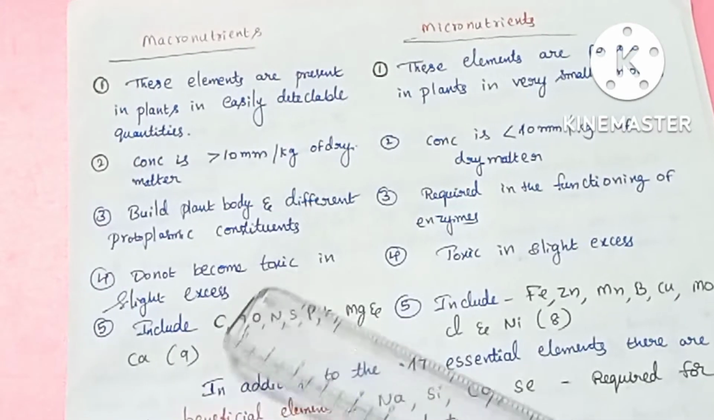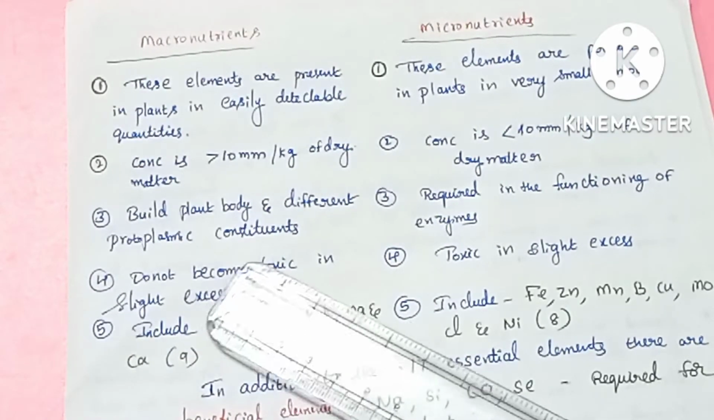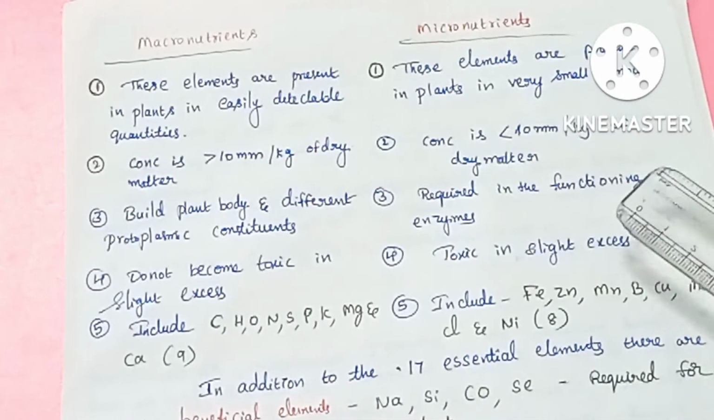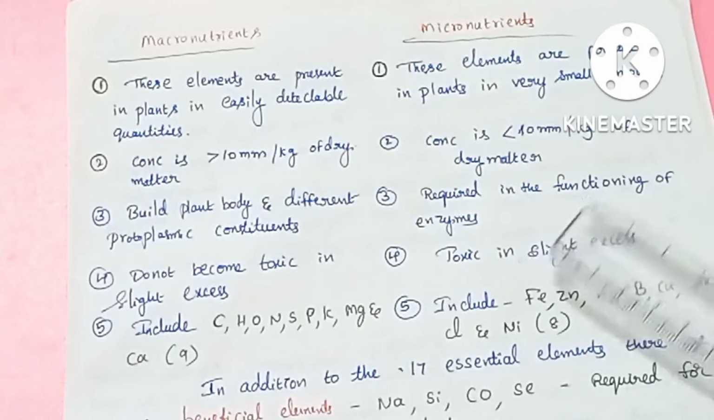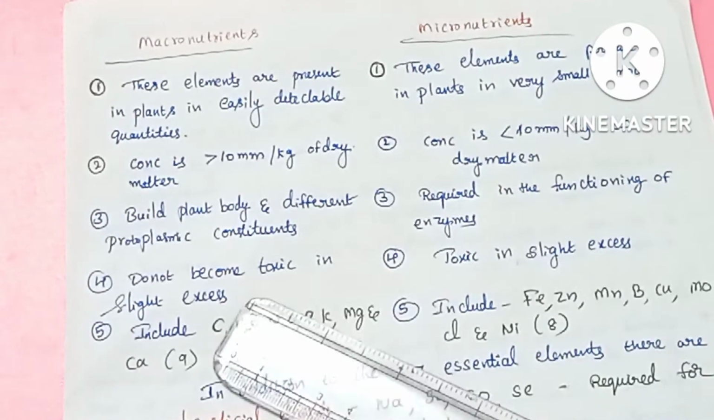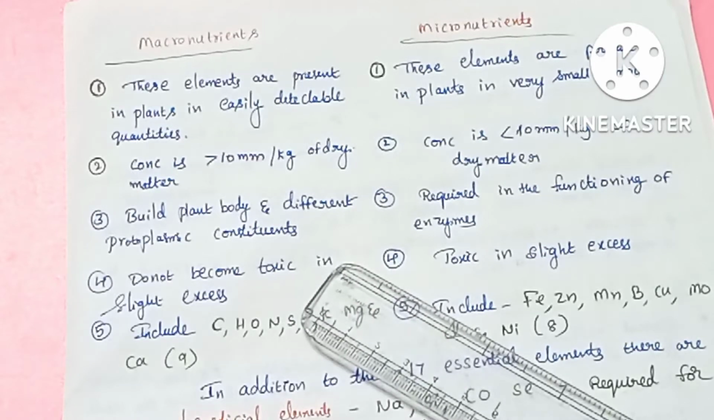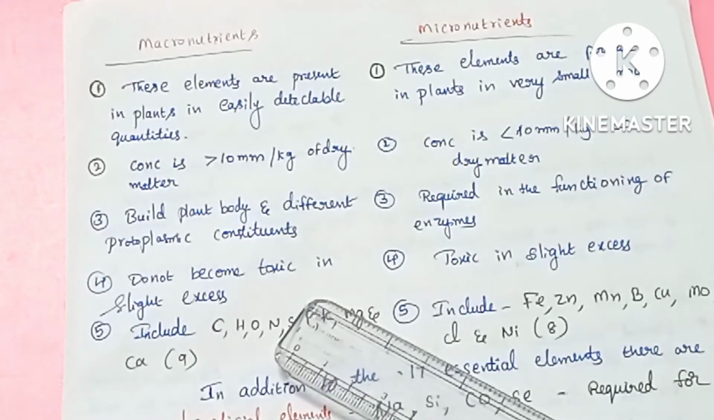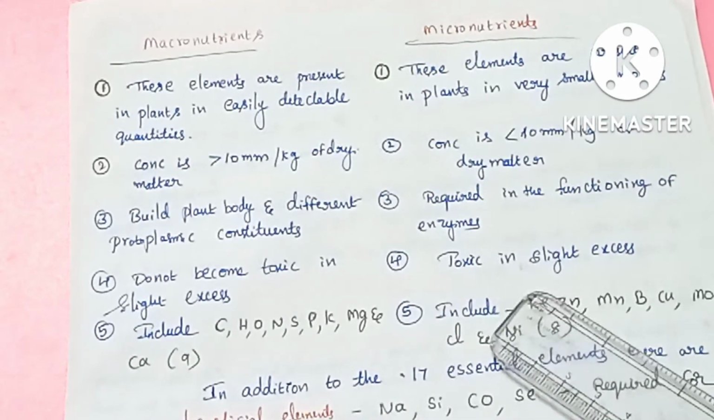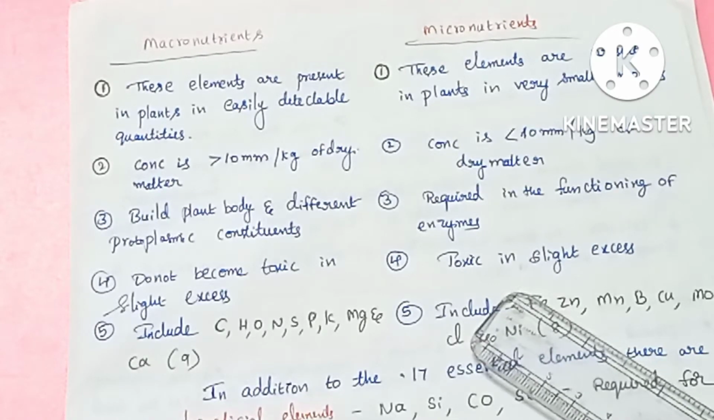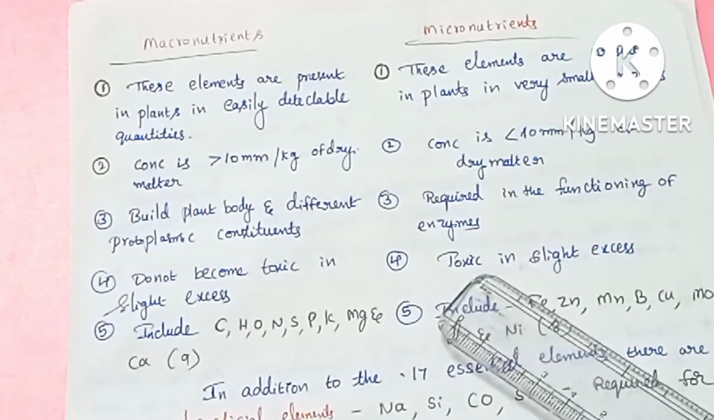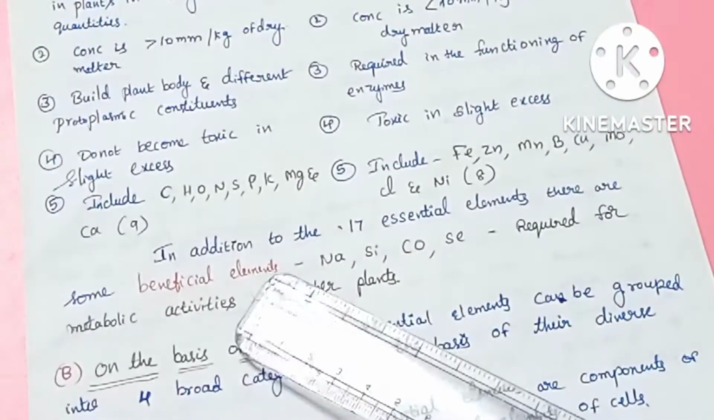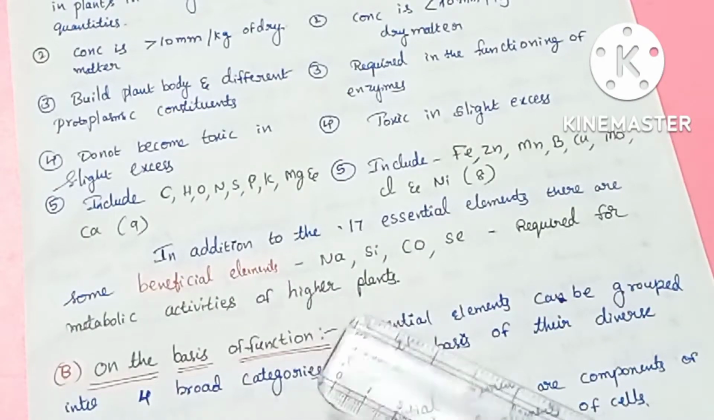These macro elements are helpful in building the plant body and also different protoplasmic constituents. But what is the function of these micro elements? They are helpful for various enzymatic activities. And if macronutrients are available in more than their requirement, they will not cause any problem. But if the concentration of these micro elements is slightly in excess, then they cause toxic effects to the plant body.